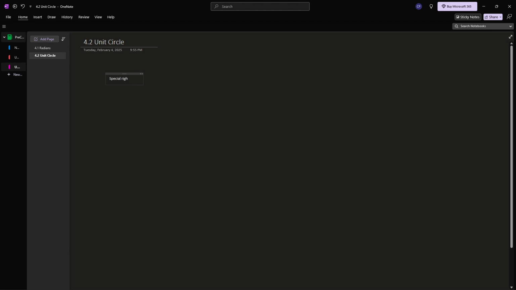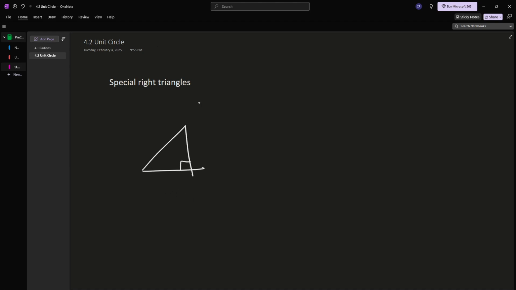Special right triangles. If we remember, our special right triangles are these two triangles: one with 45, 45, and 90, as well as this one, 30, 60, 90. We'll talk about it first in degrees, and we'll change it to radians in just a bit.